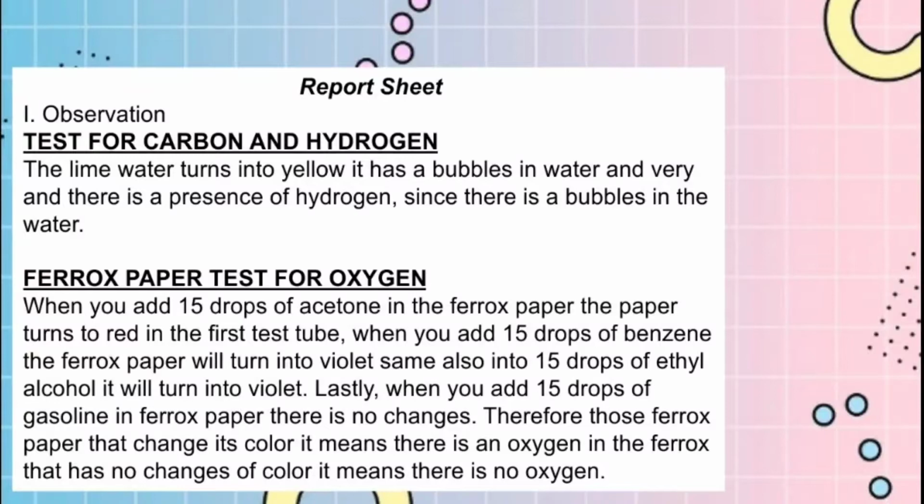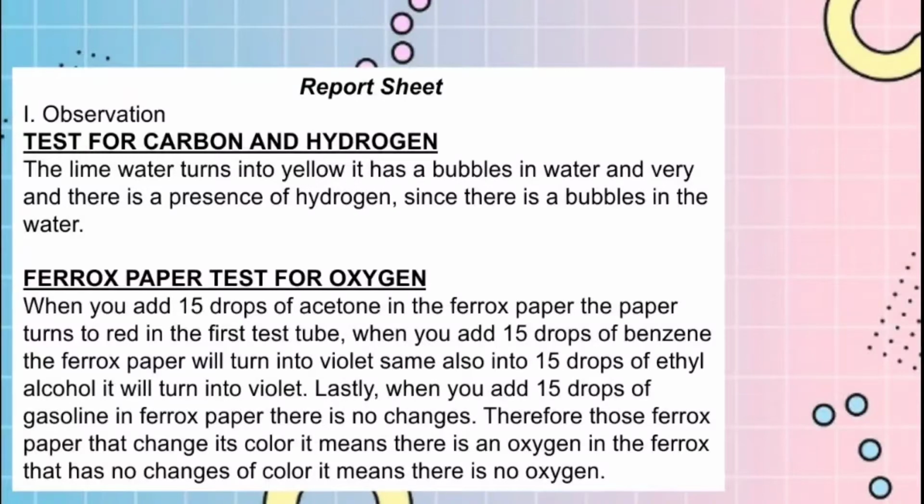Second, Ferrox paper test for oxygen. When you add 15 drops of acetone in the Ferrox paper, the paper turns red in the first test tube. When you add 15 drops of benzene, the Ferrox paper will turn violet. Same also with 15 drops of ethyl alcohol, it will turn violet. Lastly, when you add 15 drops of gasoline in Ferrox paper, there is no change.